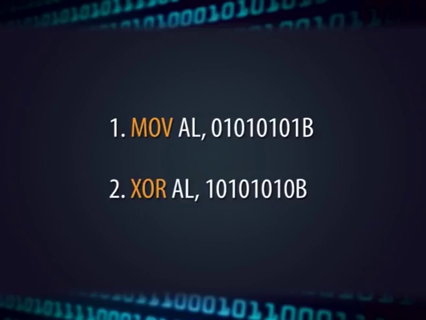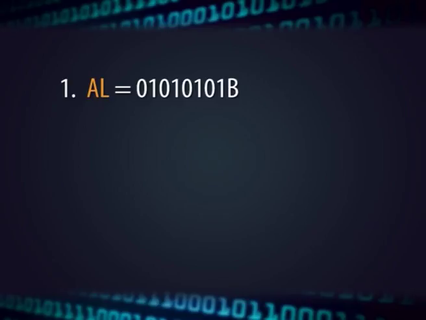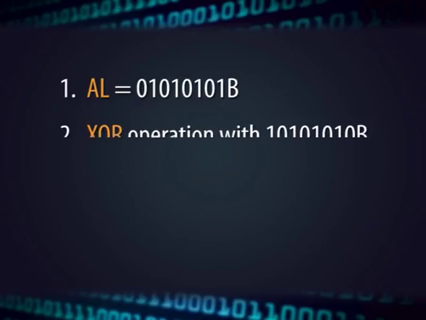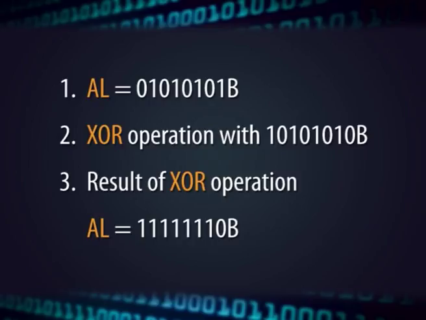You specify MOV AL, 01010101 binary, and then you perform the exclusive OR operation of register AL with 10101010 binary. The first instruction initializes the register AL with the binary sequence as displayed on the screen, 01010101B, and then executes the exclusive OR operation with 10101010 binary. The result of the exclusive OR operation is stored in the AL as shown.